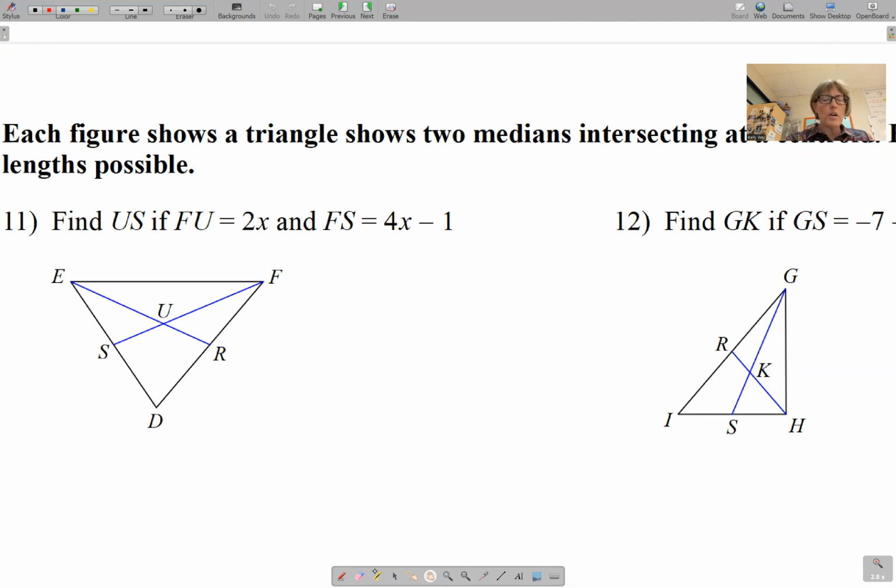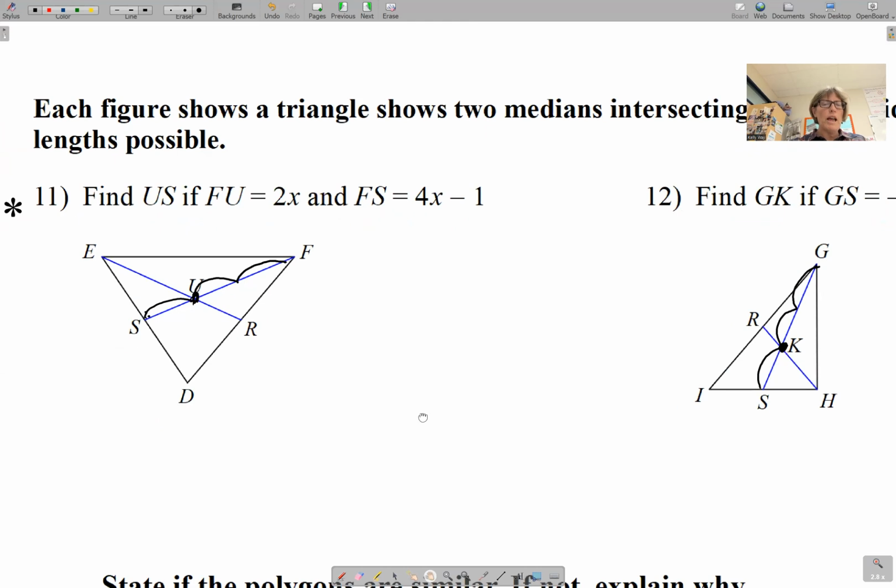So taking a look here, since this is a centroid and this is a centroid, what you need to remember is that a centroid makes a 1-to-2 ratio in the middle. So this is 1 bunny hop and 2 bunny hops. This is also 1 bunny hop, 2 bunny hops. Keep that in mind when you're working with these equations.